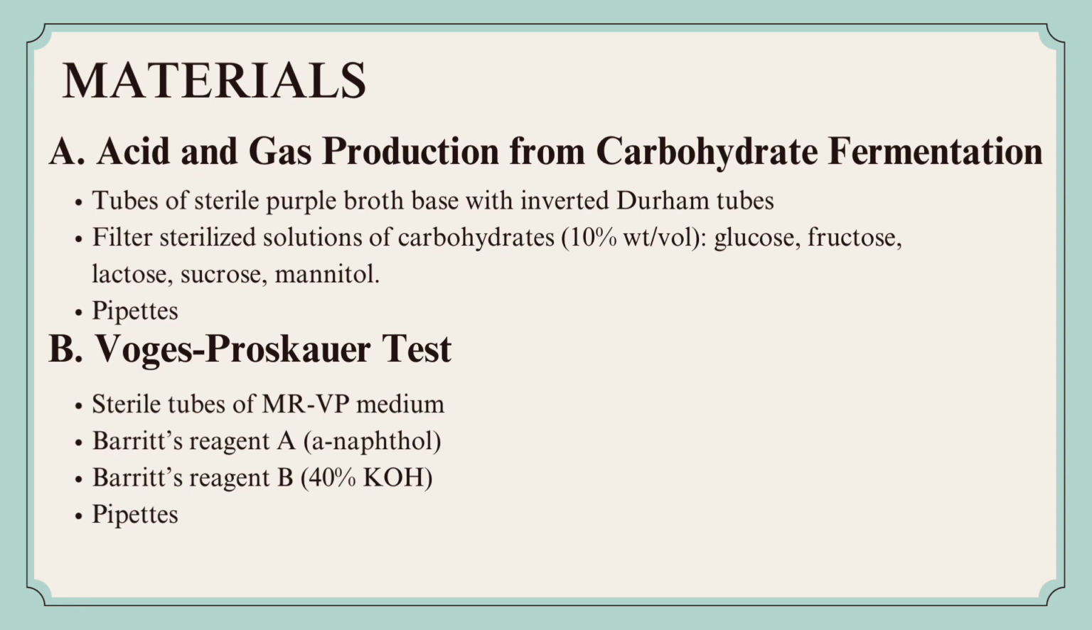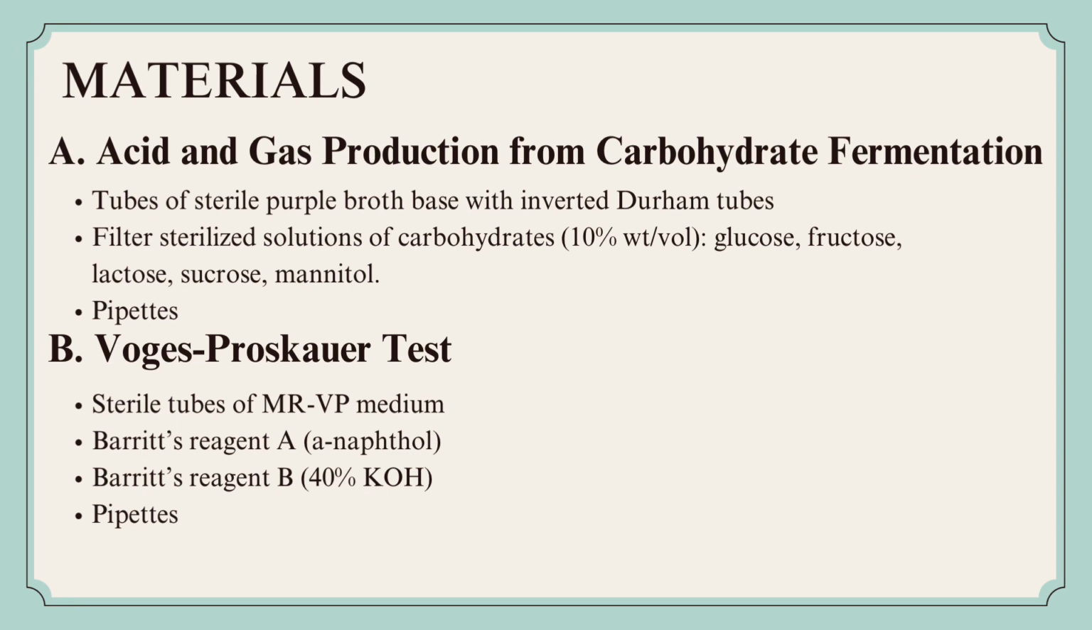For Part A, acid and gas production from carbohydrate fermentation, we have been using tubes of sterile purple broth base with inverted Durham tubes, filter-sterilized solutions of 10% glucose, fructose, lactose, sucrose, and mannitol. We have also been using pipettes.